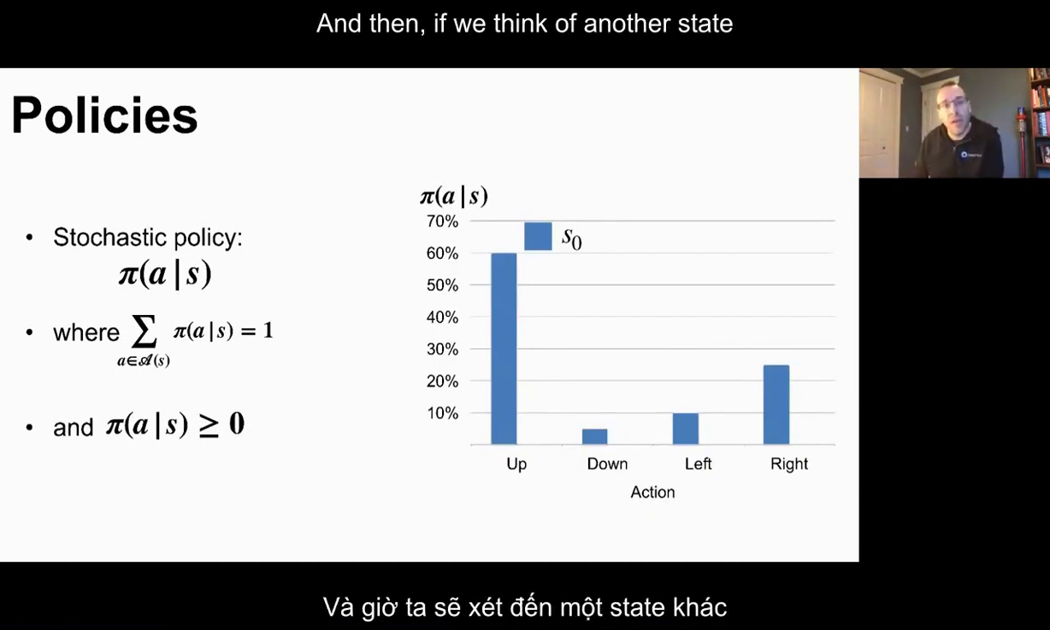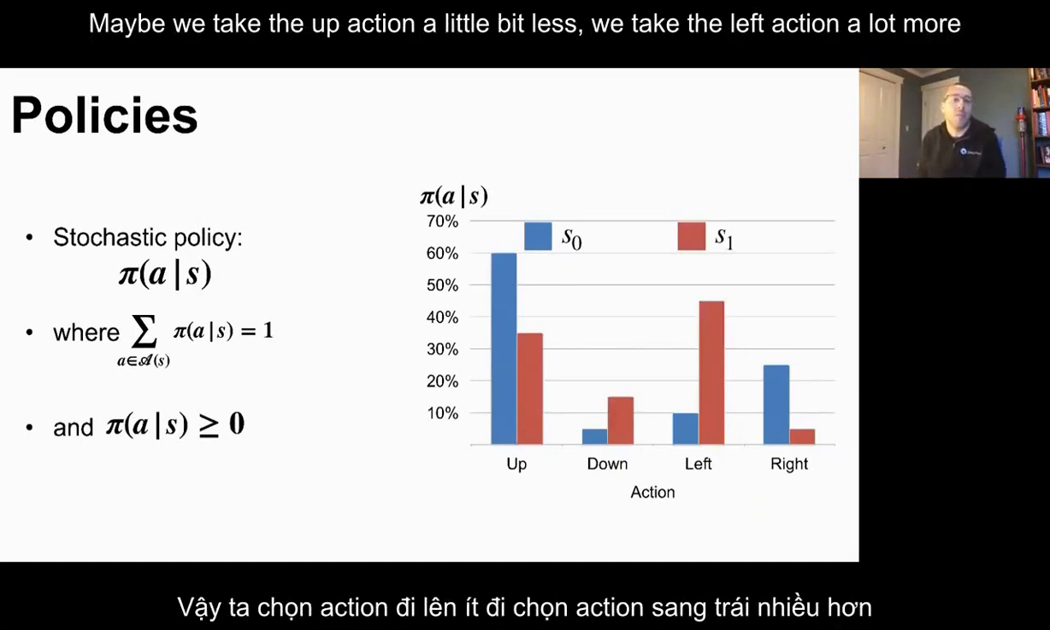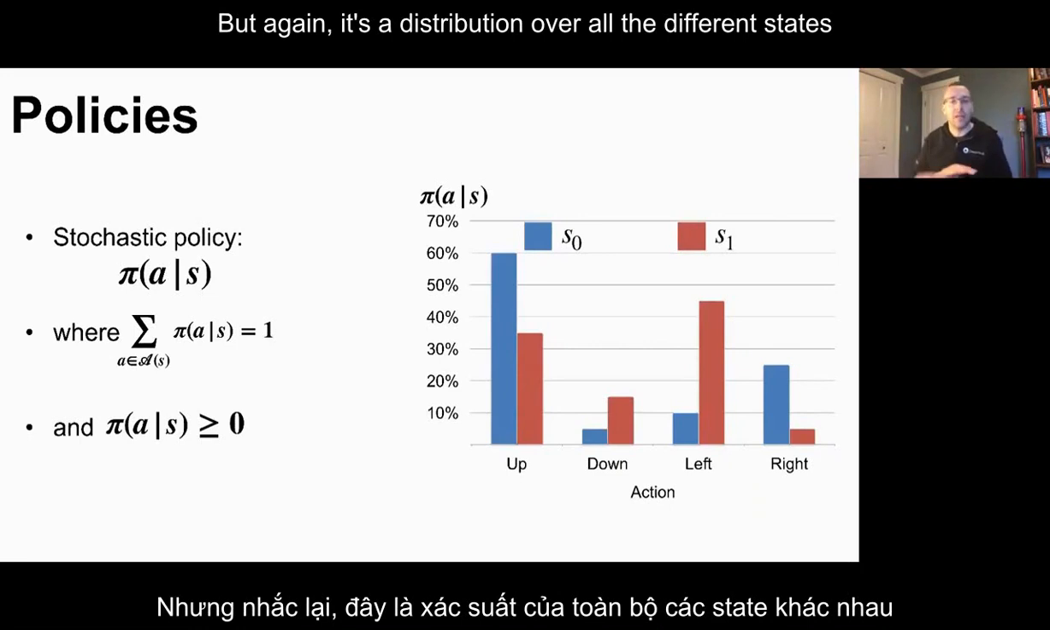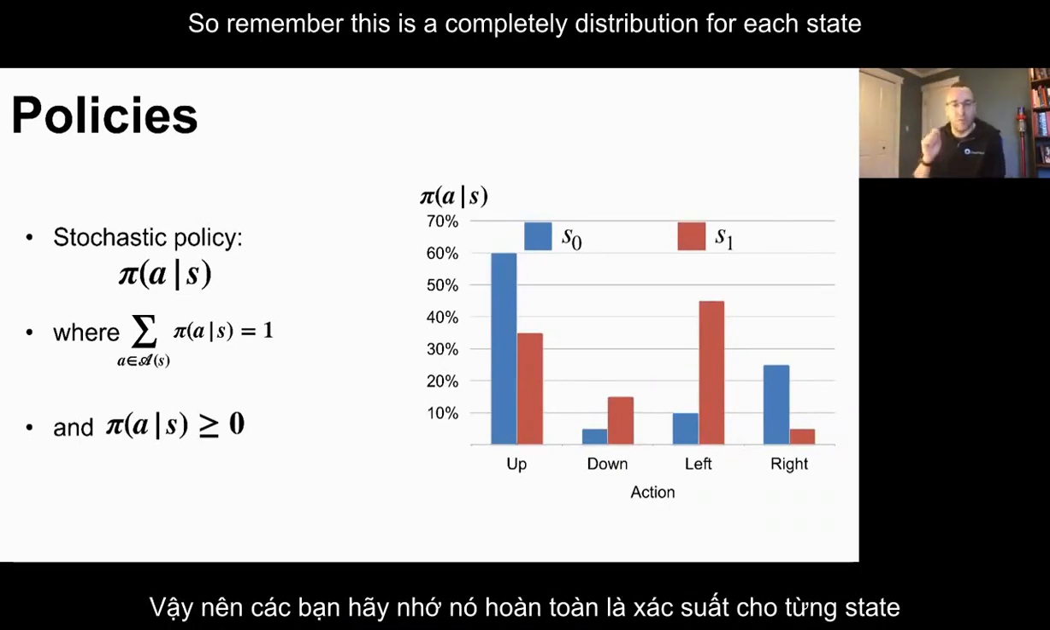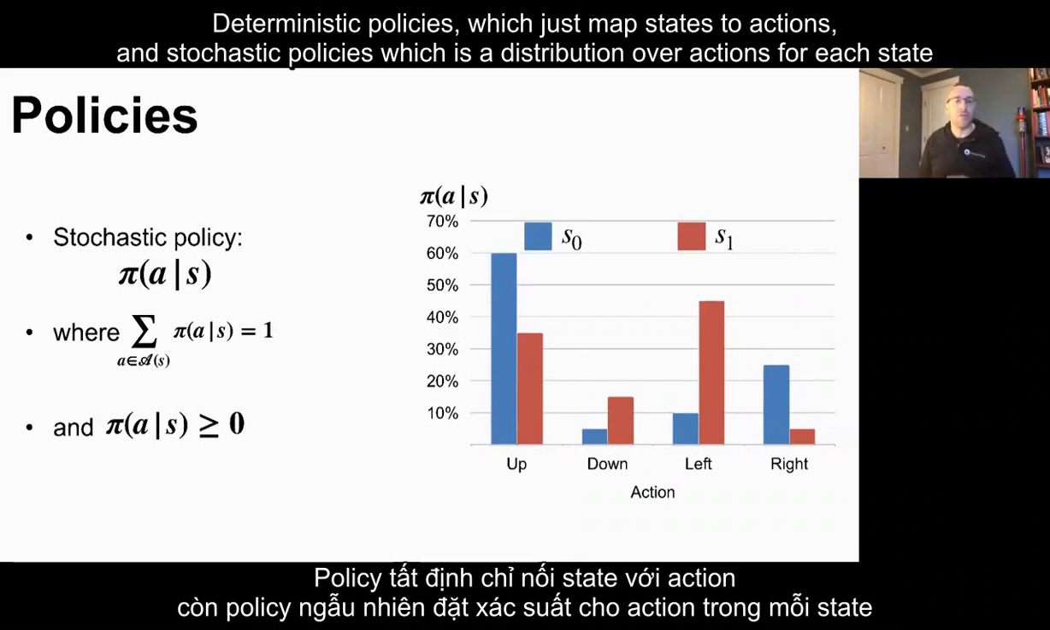And then if we think of another state, this is the same policy, it's just a different state. Maybe we take the up action a little bit less, we take the left action a lot more, but again, it's a distribution over all the different states. So remember, this is a completely separate distribution for each state. Okay, so that's the two types of policies: deterministic policies, which just map states to actions, and stochastic policies, which is a distribution over actions for each state.